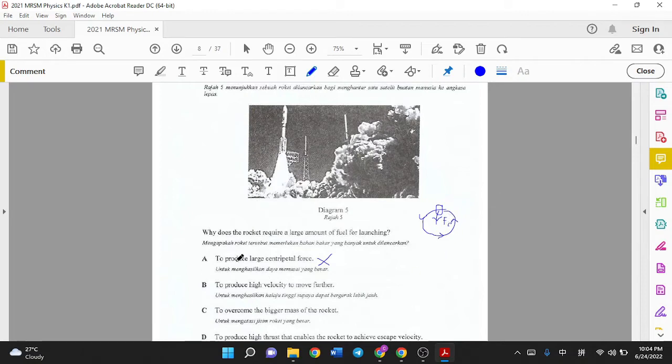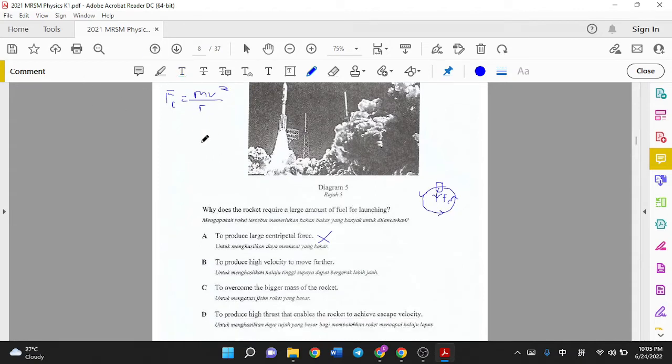So your rocket is not going to produce the large centripetal force, right? Okay. So just a revision here, your centripetal force, the formula will be Fc equals mv squared over r. So this is just a revision.